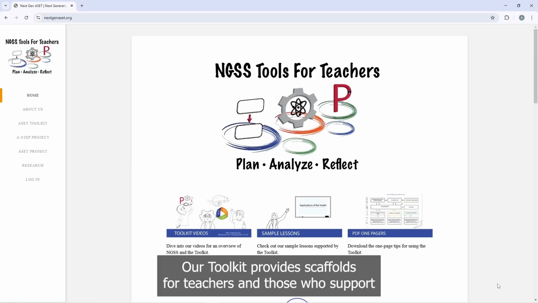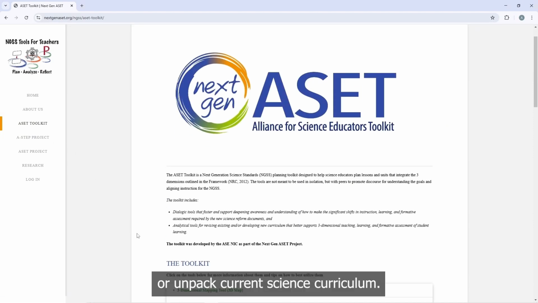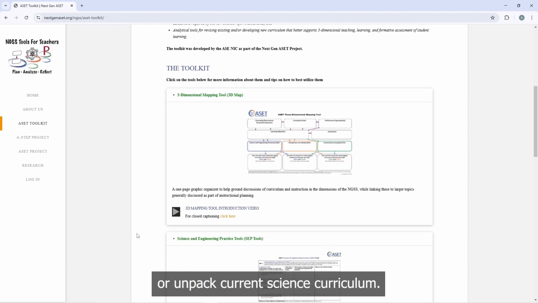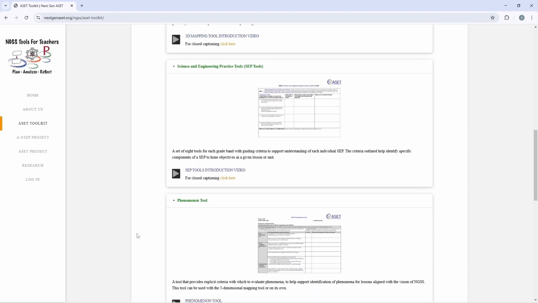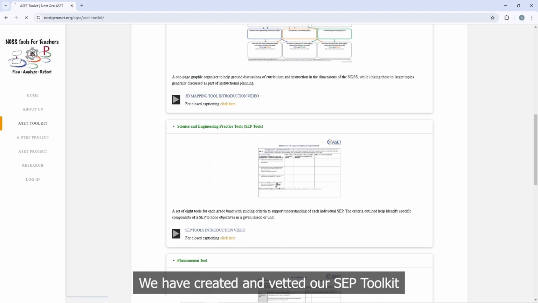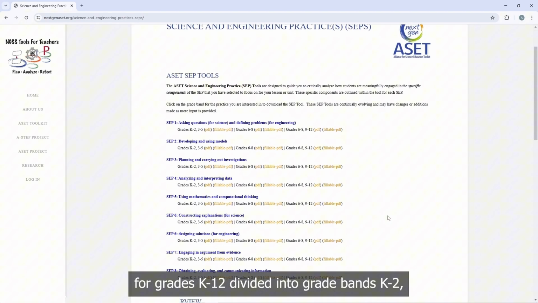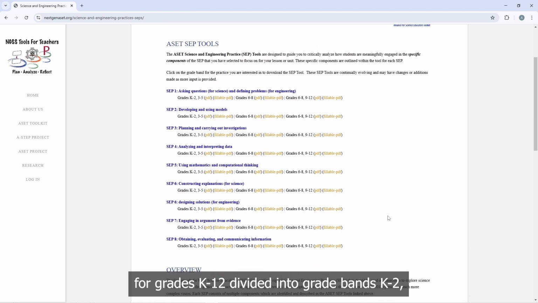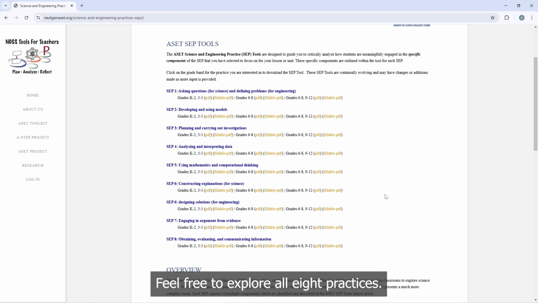Our toolkit provides scaffolds for teachers and those who support educators as they plan lessons and units or unpack current science curriculum. Once on our website, click on the visuals for the SEP tools. We have created and vetted our SEP toolkit for grades K through 12, divided into grade bands K through 2, 3 through 5, 6 through 8, and 9 through 12. Feel free to explore all 8 practices.